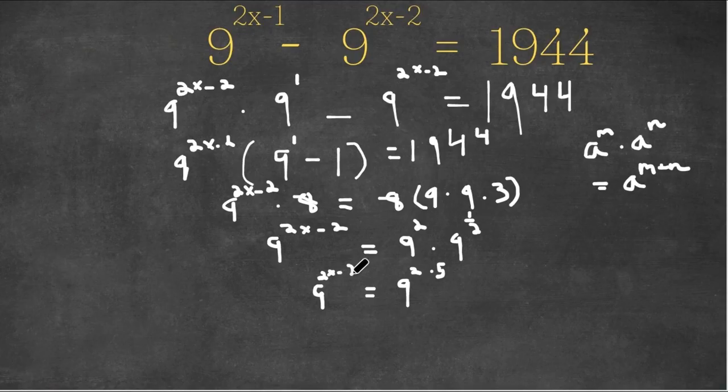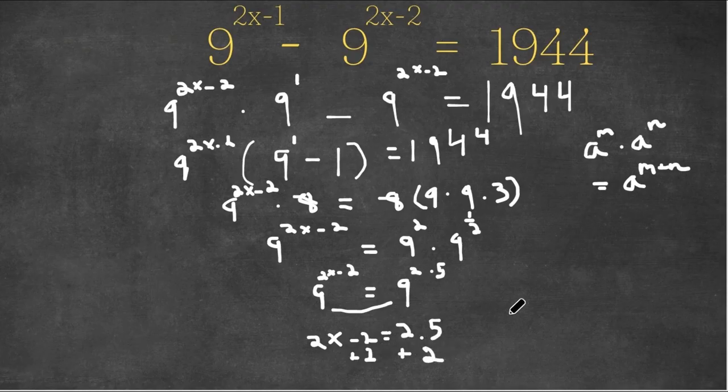And this is equal to 9 to the power of 2x minus 2. Now, because both are bases here, because these two are the same, our exponents are actually the same as well. This means that 2x minus 2 is equal to 2.5. And now, as you can see, we've created an equation. So now I'm going to add 2 on both sides to isolate x.